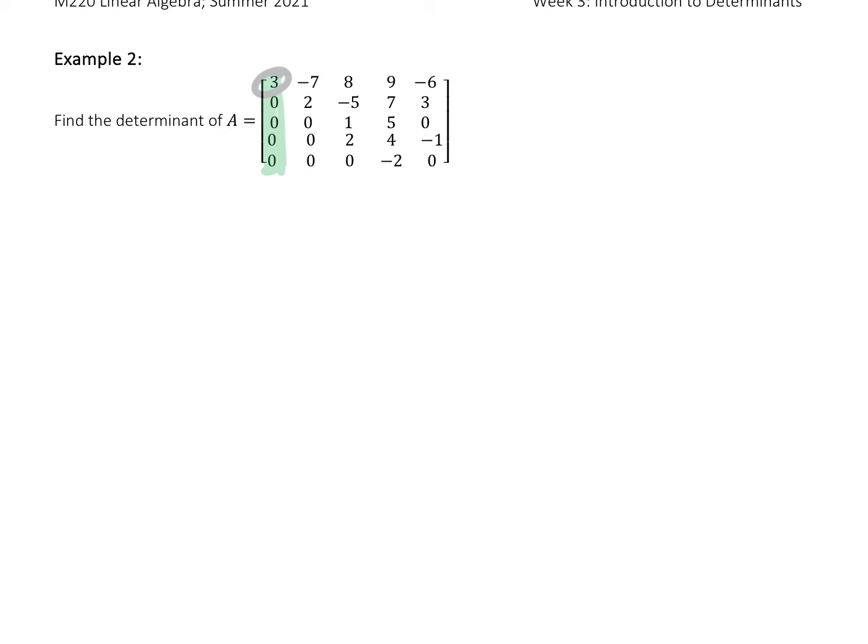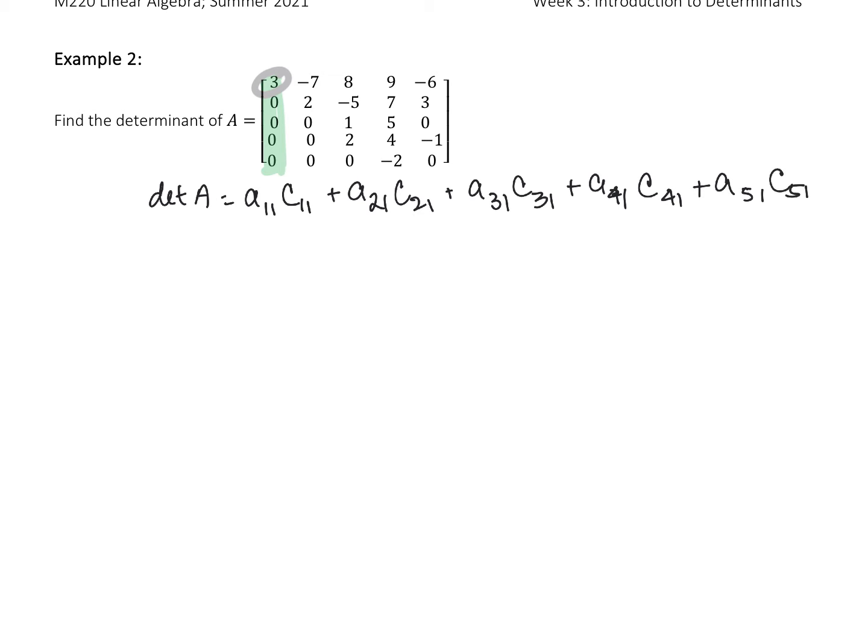If we write this out, the determinant of A would be our A11 position times the cofactor 1, 1, plus A1, 2 position. Oh, nope. Let's try that again. A2, 1, rows first, then columns, times the cofactor of 2, 1, A3, 1, cofactor 3, 1, A4, 1, cofactor 4, 1, and A5, 1, cofactor 5, 1.